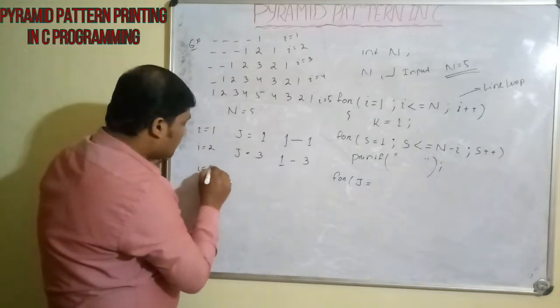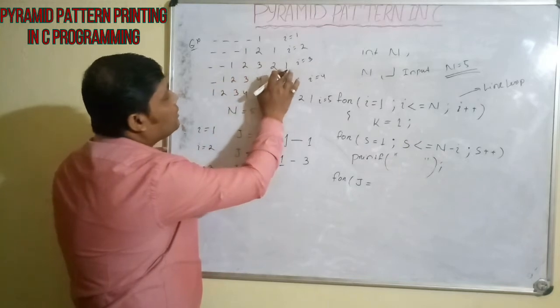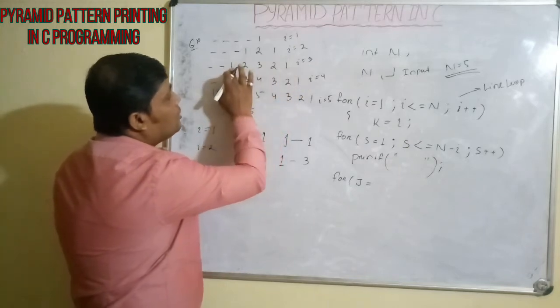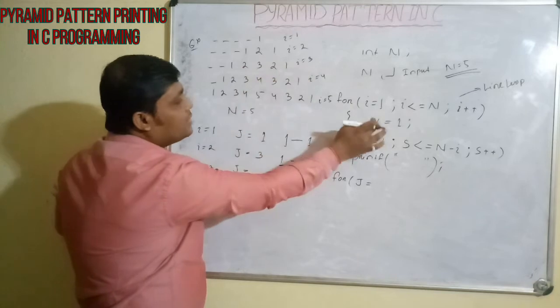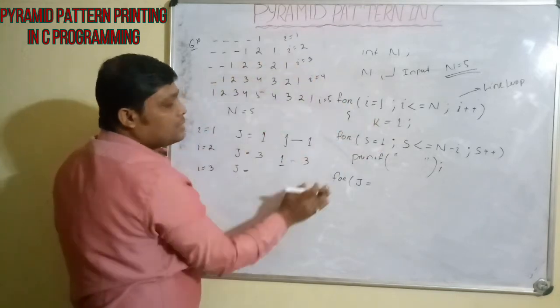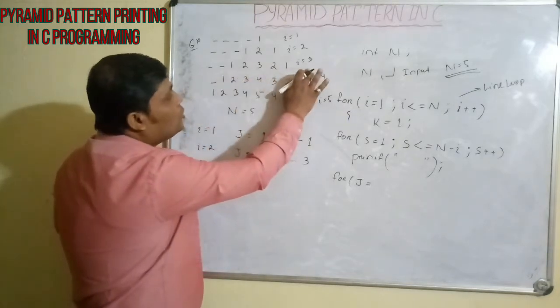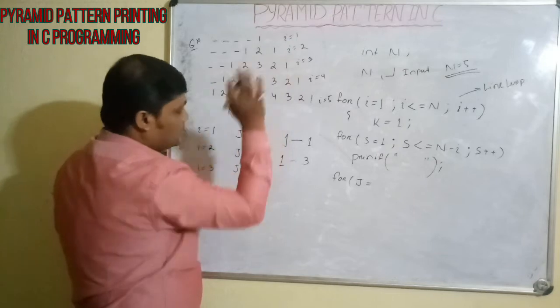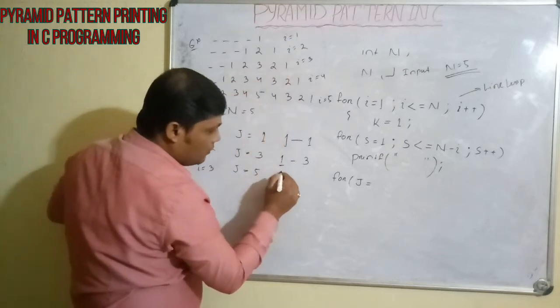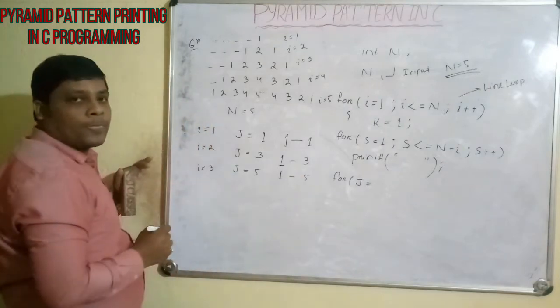Suppose i equals 3. How many times is j printing? Whatever value we are printing, that is k. But how many times it is printing the values, that is the j loop. Clear? So for i equal to 3, how many numbers are we printing? 5 numbers. So if j starts from 1, it should continue up to 5.